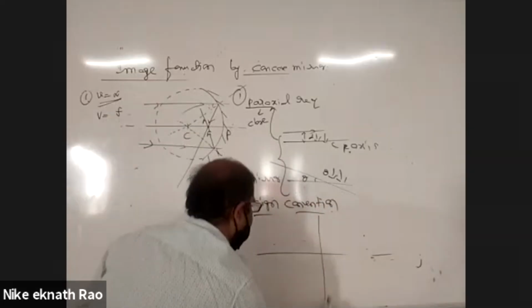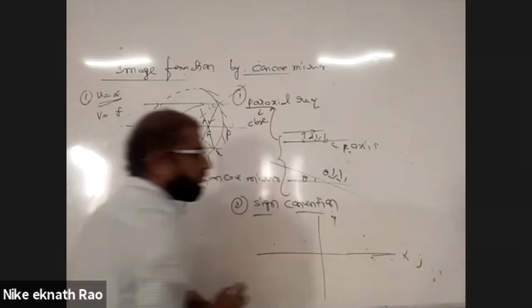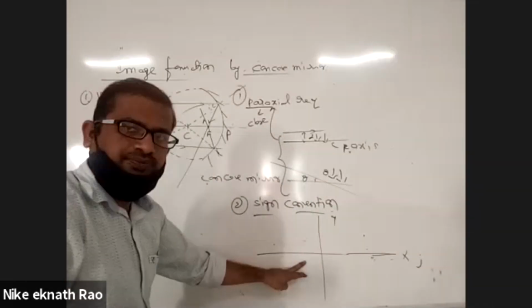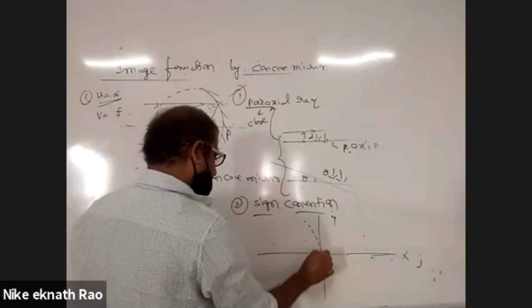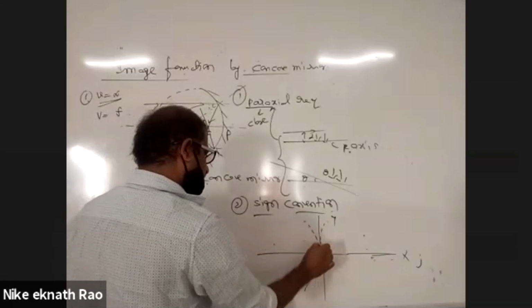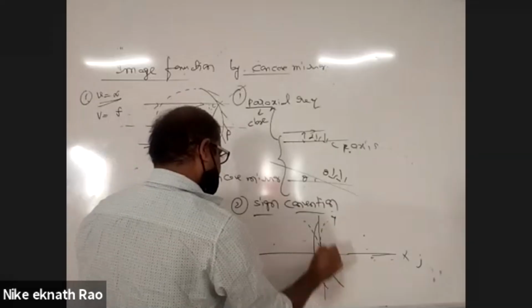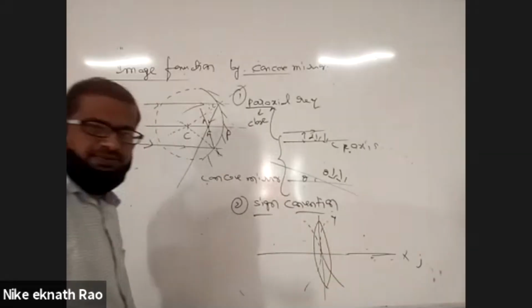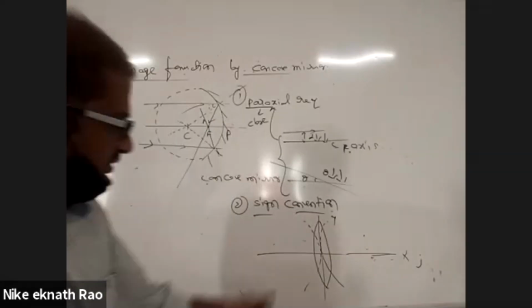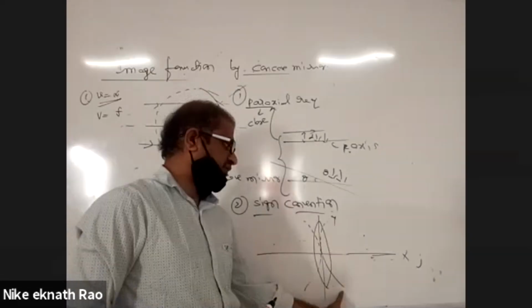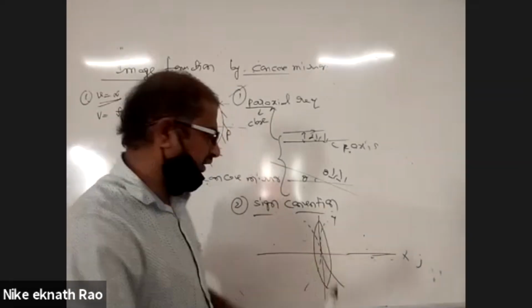Just imagine this x-axis and y-axis. If I place a concave mirror, a convex mirror, or a lens over here, any optical element can be placed. It may be a concave mirror, convex mirror, or lens.